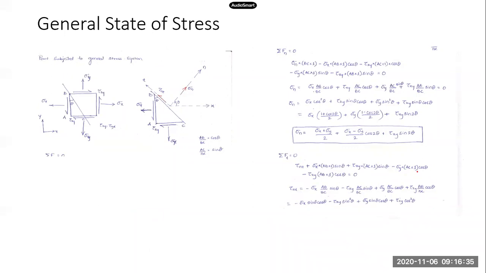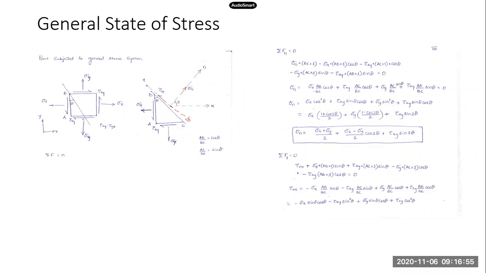So here sigma y into AC into 1 unit. The component along the t direction will be cos theta, multiplied by cos theta. It will be directed in the negative t direction, the direction opposite to our t direction, that is along this direction over here. So for that purpose, this minus sign is assigned over here.